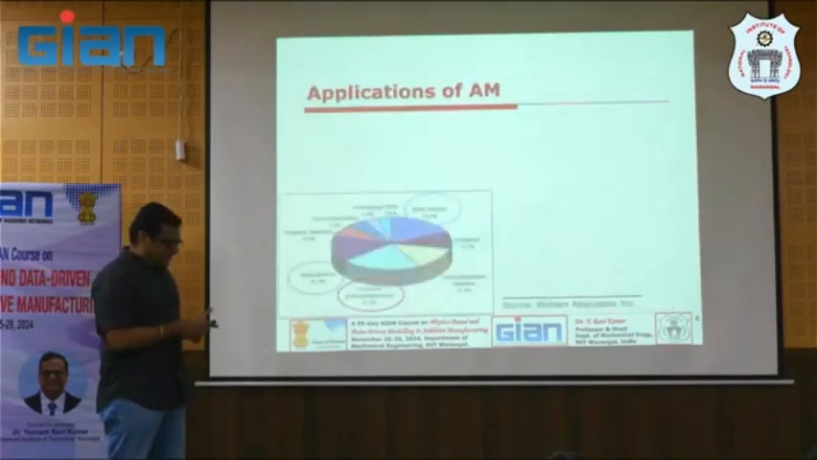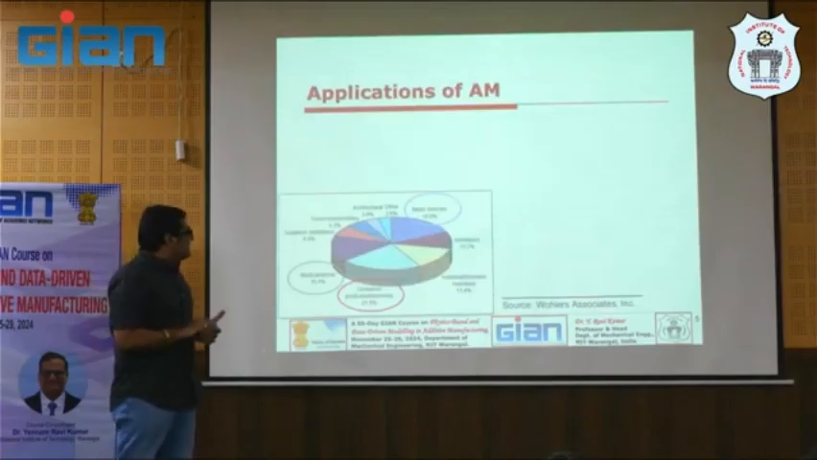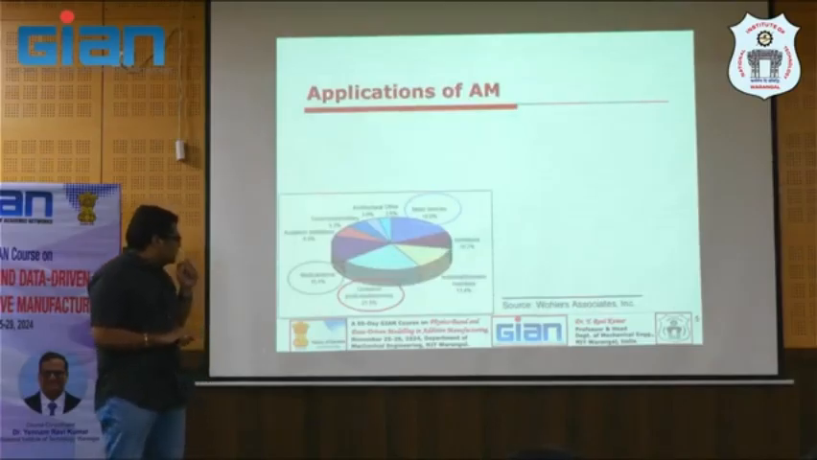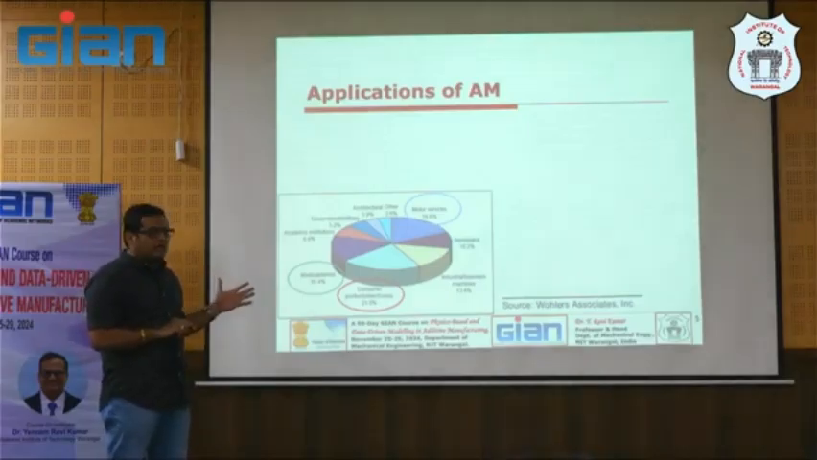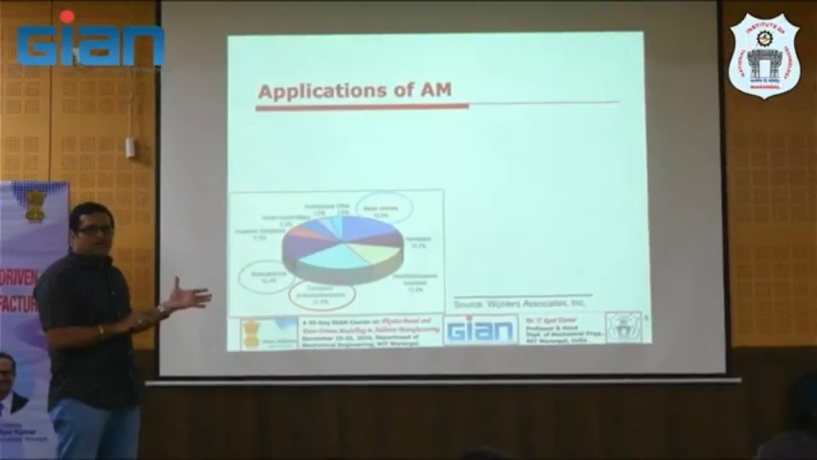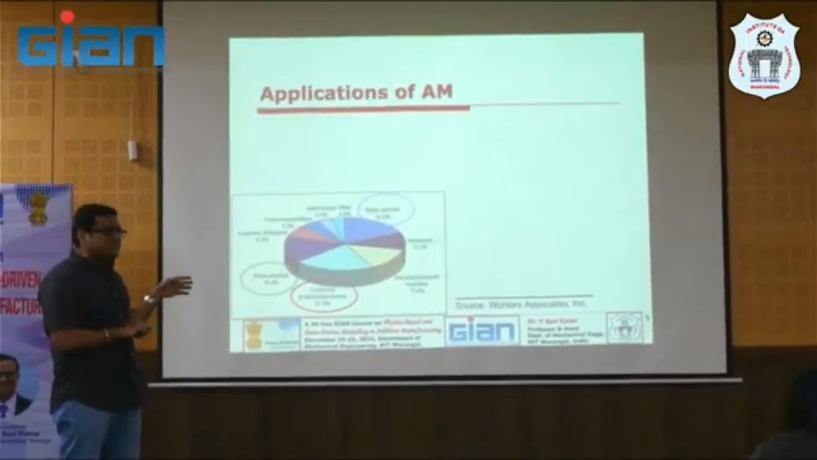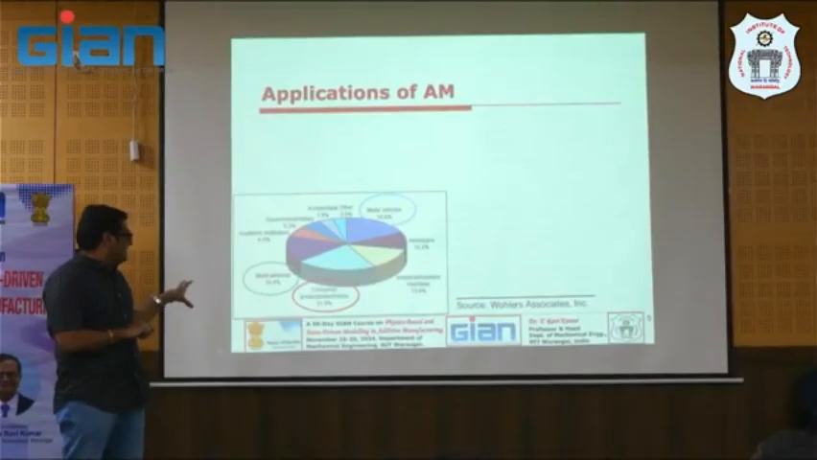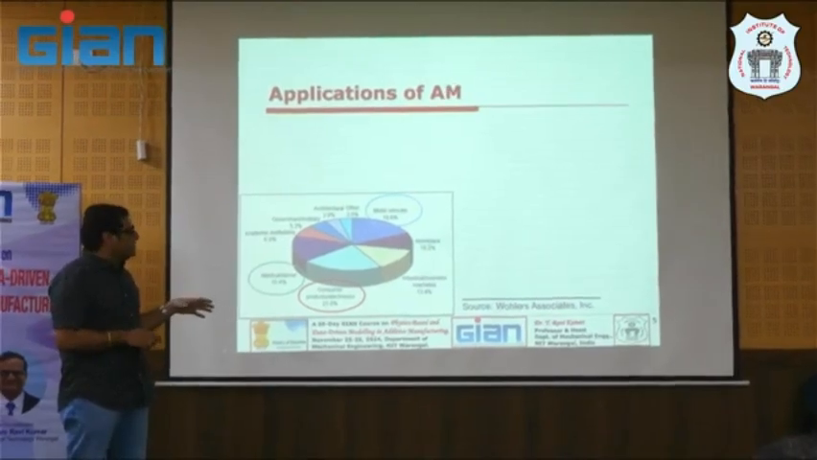If you look at the applications industry-wise, consumer products and electronics is 21.8%. That is the biggest share, followed by motor vehicle, automobile and automotive together, at 18.6%, almost on par. Your medical is sitting in third place. Medical and dental together is 16.4%. This is the Wohlers statistics report. So one cannot ignore the medical application of additive manufacturing.